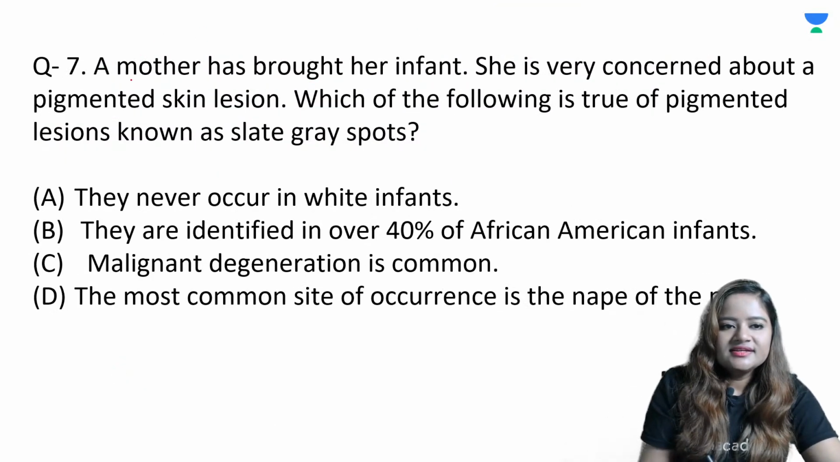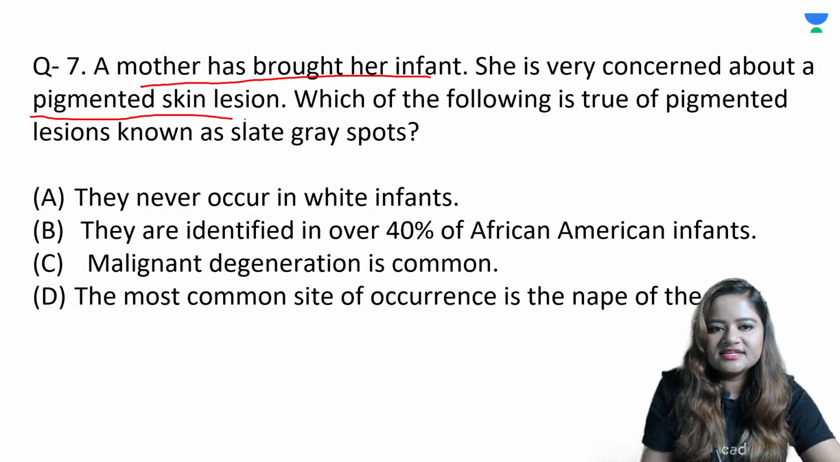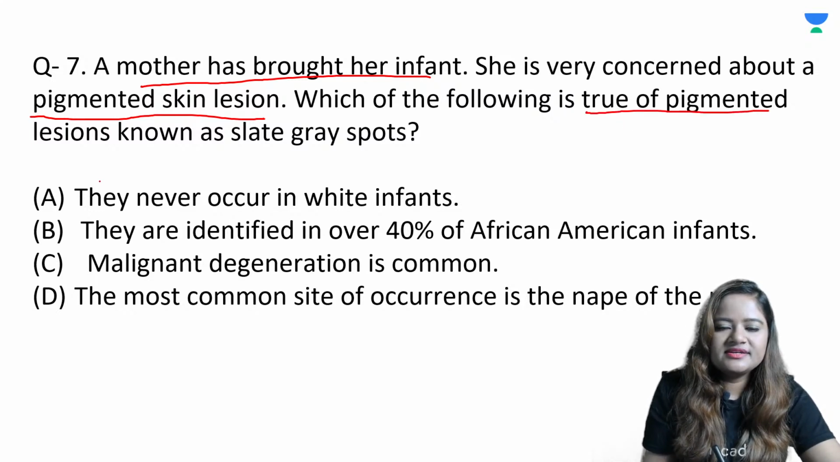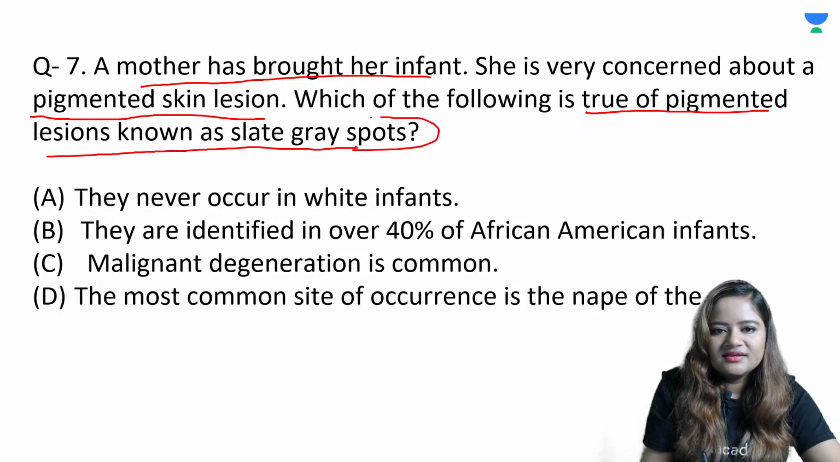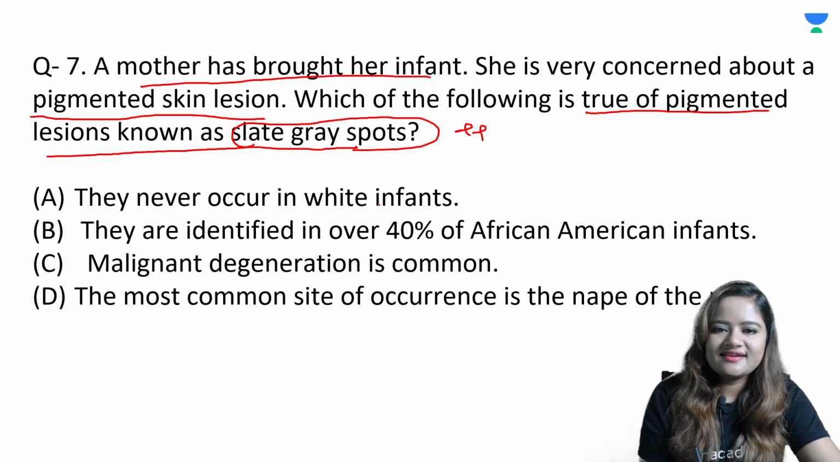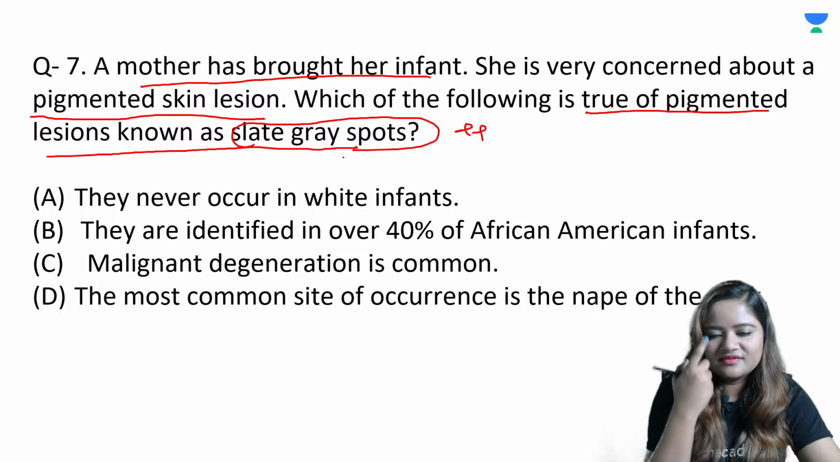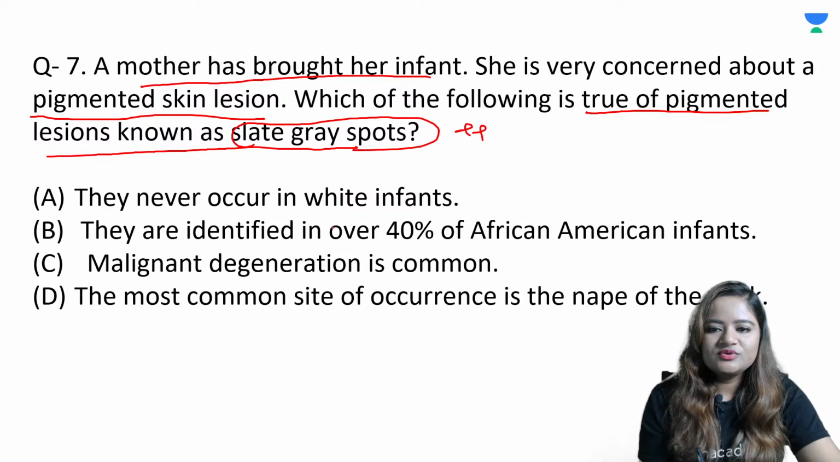Okay? Question number 7. A mother has brought her infant. She is very concerned about a pigmented skin lesion present on the newborn. Which of the following is true of the pigmented lesion that is known as slate gray spots? This is a new question. You can just read out the options and try to understand if you are able to guess the right answer. I hope most of you might have heard but not read about it properly, so you can just guess the answer out of this.